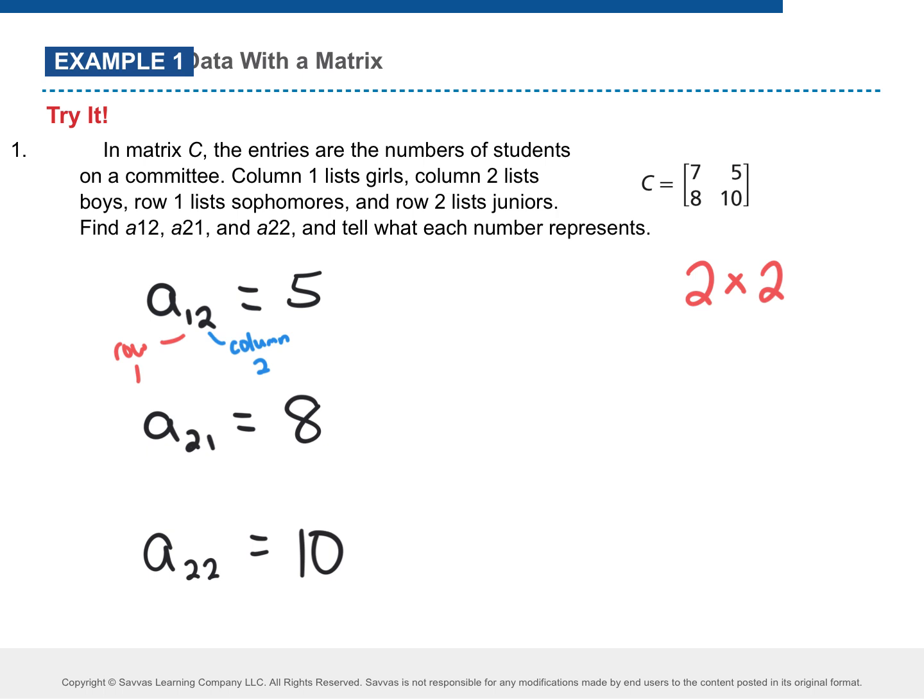I'm going to ask you an add-on question. What if I asked you what element is 7? Where is 7 at in our matrix? What row is it in? It's in row 1, column 1. So it would be A of 1, 1. Write that one down. A of 1, 1.